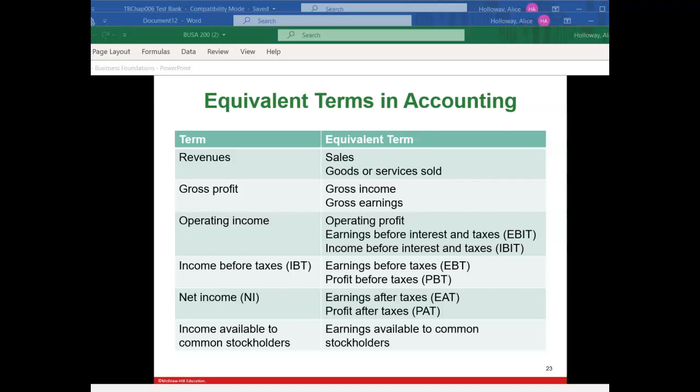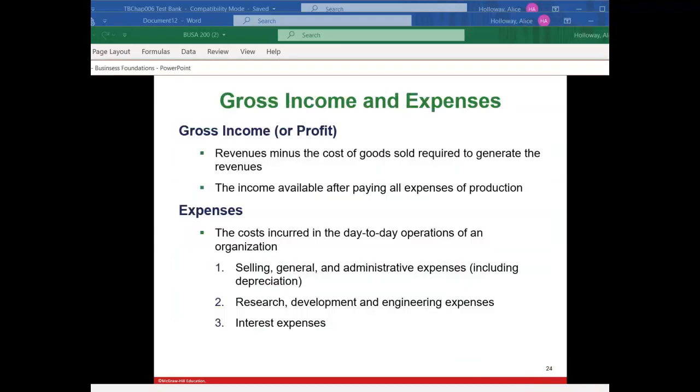Operating income here, it talks about your operating profit or EBIT or IBIT, earnings before interest and tax, income before interest and tax. And then you have the other terminology here, which is very similar. We just kind of talked about it, income before taxes. Net income, you'll hear this terminology a good bit. Earnings after taxes, and then profit after taxes. Income available to common stockholders. So this is just terminology you'll hear in accounting that you just need to be familiar with.